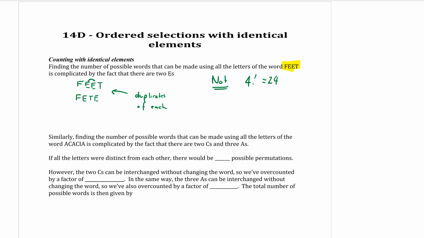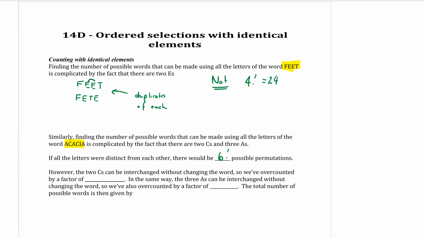Similarly, finding the number of possible words that can be made using all the letters of the word acacia. So that's a good word because it has 2 C's and 3 A's. Okay? If all the letters were distinct from each other, there is 1, 2, 3, 4, 5, 6 letters. So if they were all distinct, we would just do 6 factorial possible permutations there. Order is important, hence I can use that word permutation.